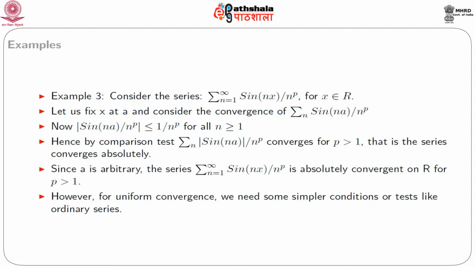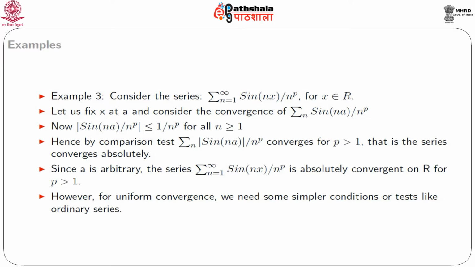Now, we know that since sine functions are uniformly bounded by unity, the absolute value of sine na divided by n to the power p is less than or equal to 1 by n to the power p for every n greater than or equal to 1. Hence, by comparison test, the series with a converges for p greater than 1, that is, the series converges absolutely. Since a is arbitrary, the original series, that is summation sine nx by n to the power p, is absolutely convergent on R for p greater than 1.